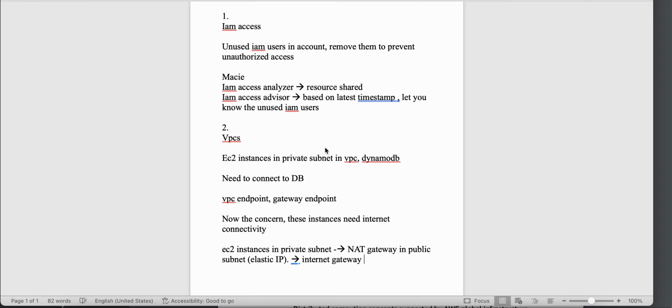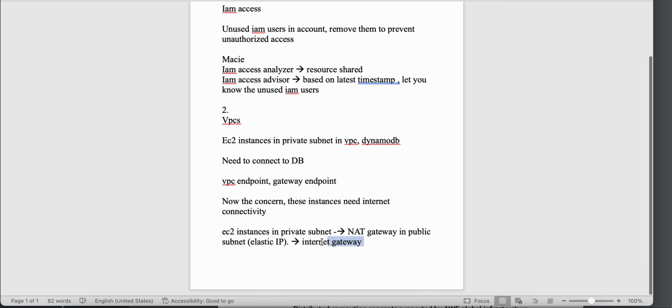You got my point, right? EC2 instances are in the private subnet. You have to create a NAT gateway in the public subnet and an internet gateway outside the VPC. So the NAT gateway, using the elastic IP, would connect to the internet gateway for internet connectivity. So remember this part. One of the options would be this only.